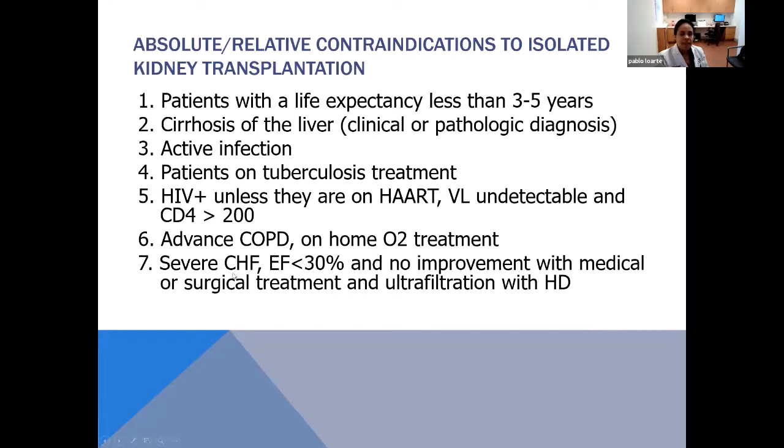If a patient has severe CHF with an EF less than 30%, and this is not improved with medical or surgical treatment or dialysis, like sometimes patients get referred to us very early. Either they're not on dialysis or they started dialysis recently and their EF is very low. What we do is we wait for them to be dialyzed for like 3 months or so, and then we repeat the echo. But if the EF is persistently less than 30% and it cannot be corrected with treatment, the patient is not eligible for a kidney transplant alone, but they may be eligible for a combined heart kidney.